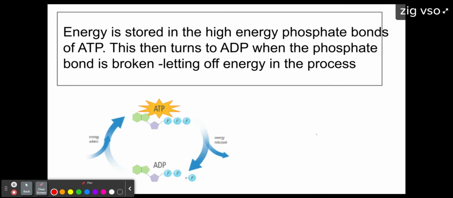So energy is stored in the high energy phosphate bonds of ATP. And ATP is recycled. So when the phosphate gets broken off and energy is released, you have ADP and a phosphate. And then cell respiration breaks a glucose molecule to form that phosphate back on that ADP, which turns it into ATP.